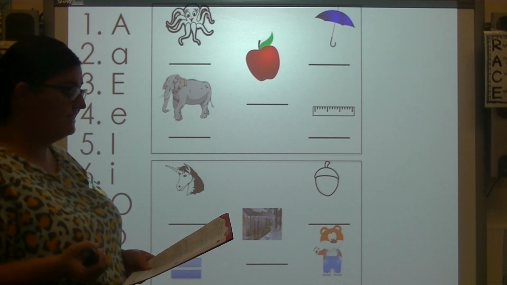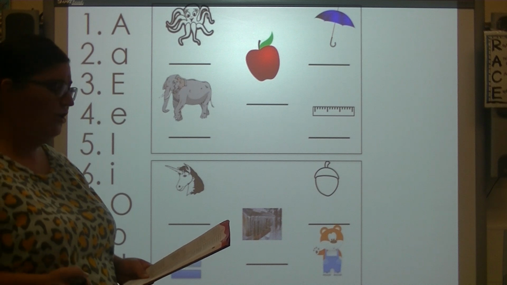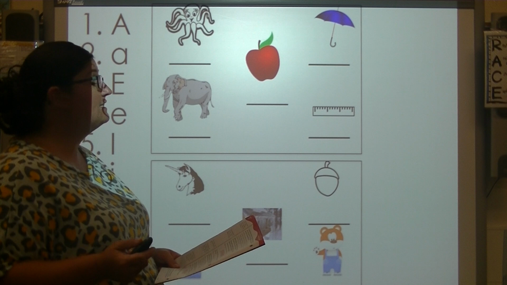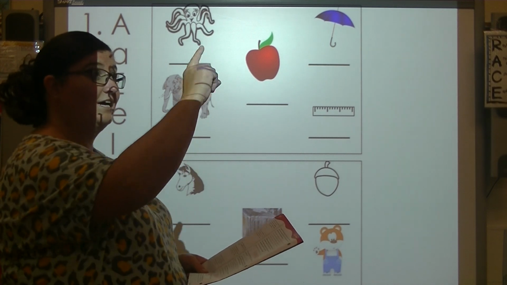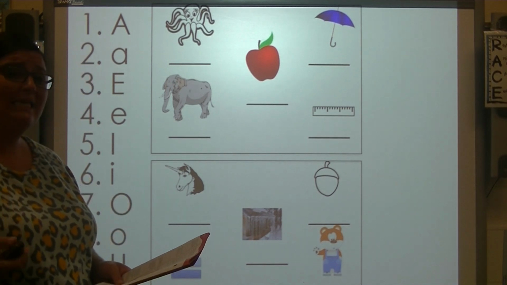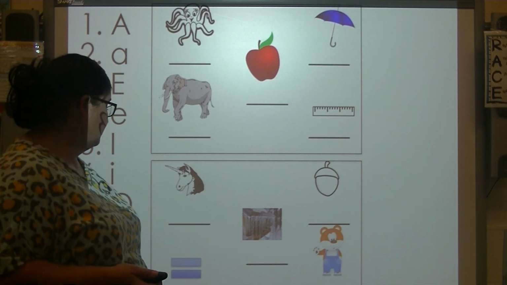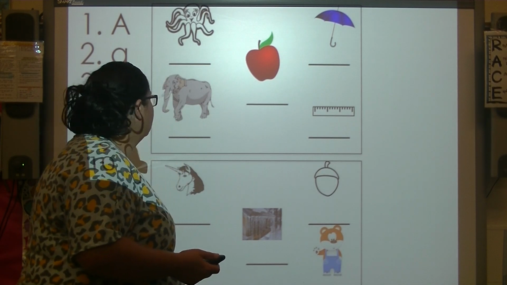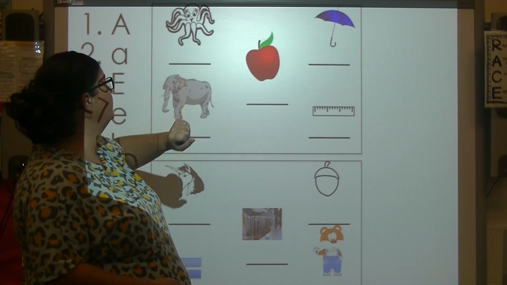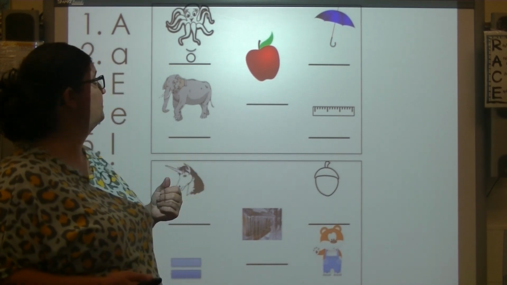So, when a vowel has a short sound, we put a mark over the top of it. Who remembers what we call that mark? All right, that mark is called a breve. It looks like a little smiley face right over the top of it, and it lets us know that vowel makes a short sound. So let's look at the first one. All right, we have octopus. Octopus. The vowel is O. Octopus.